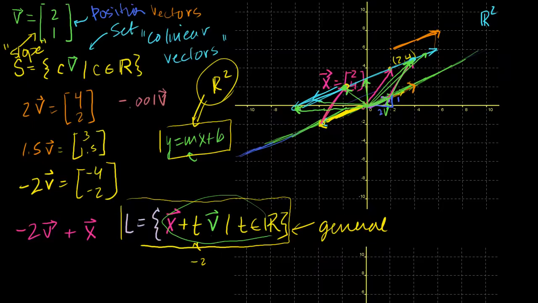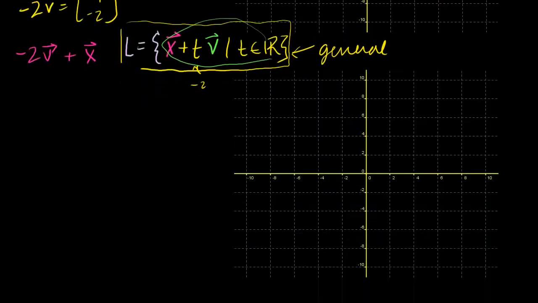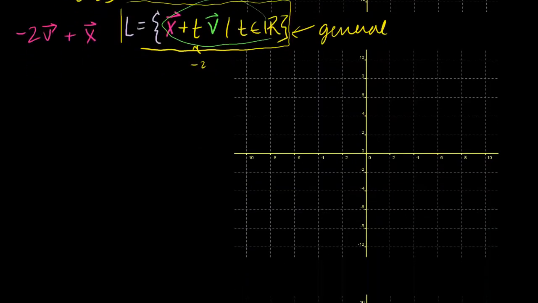So just to hit the point home, let's do one more example in R2 where it's kind of the classic algebra problem where you need to find the equation for the line. But here we're going to call it the set definition for the line. Let's say we have 2 vectors. Let's say we have the vector a, which I'll define as 2, 1. So if I were to draw it in standard form, it's 2, 1. That's my vector a right there.